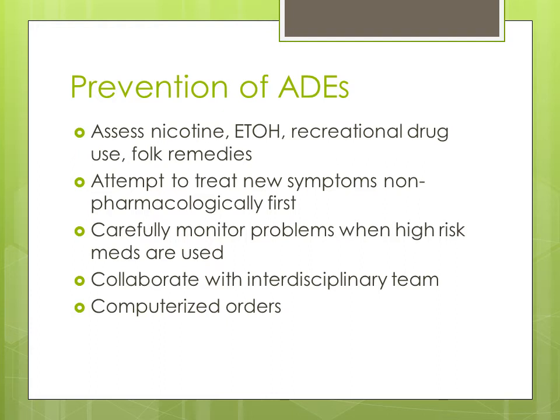Carefully monitor problems when high-risk meds are used. Again, be aware of those meds that are considered high risk and monitor your patient for potential problems. Collaborate with the interdisciplinary team, in dialogue with the pharmacy, dialogue with the physician or other healthcare provider. Make sure you're all aware of what's going on, how your patient's responding to certain medications, so that the whole team can appropriately monitor the medication regimen for the older adult.